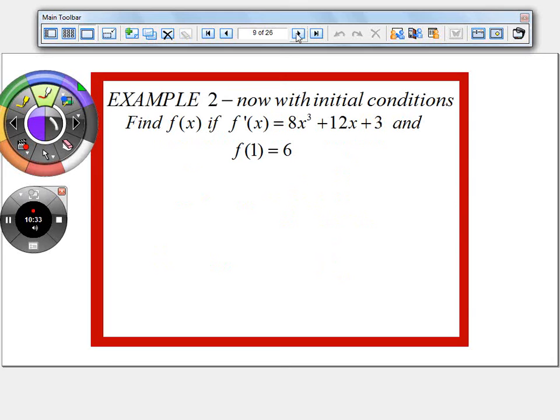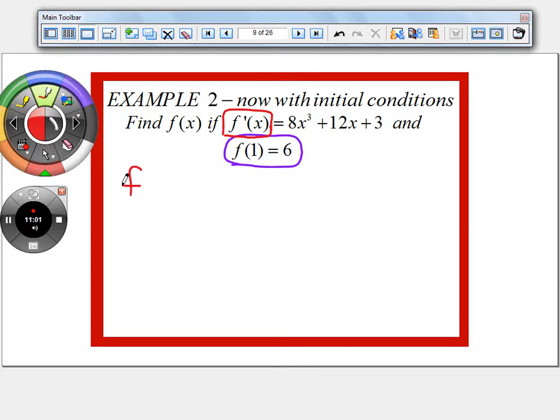Next example. What about if they give you a little bit of initial conditions? So they say, hey, f prime of x equals this function, and by the way, we're letting you know that it actually goes through this particular point. All right. Well, the notation is a little bit different because they're giving us f prime of x. So that means that the antiderivative of this is f of x.